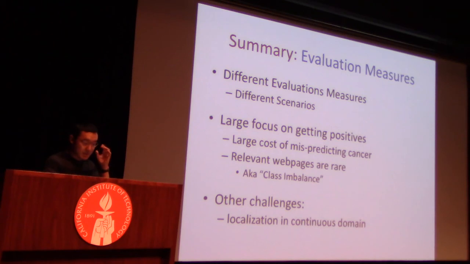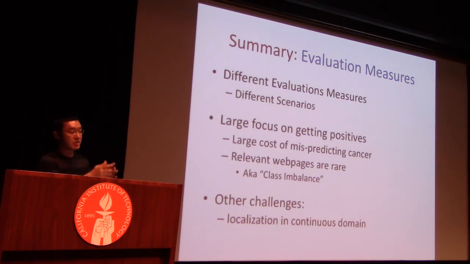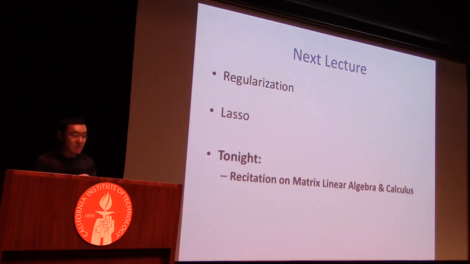So that's it. We talked about different evaluation metrics and different scenarios. A lot of these evaluation metrics are focused on the case where the positive examples are rare. And there are other challenges too, like localization, like drawing bounding boxes in some sort of continuous domain. Next lecture we'll talk about regularization and lasso.